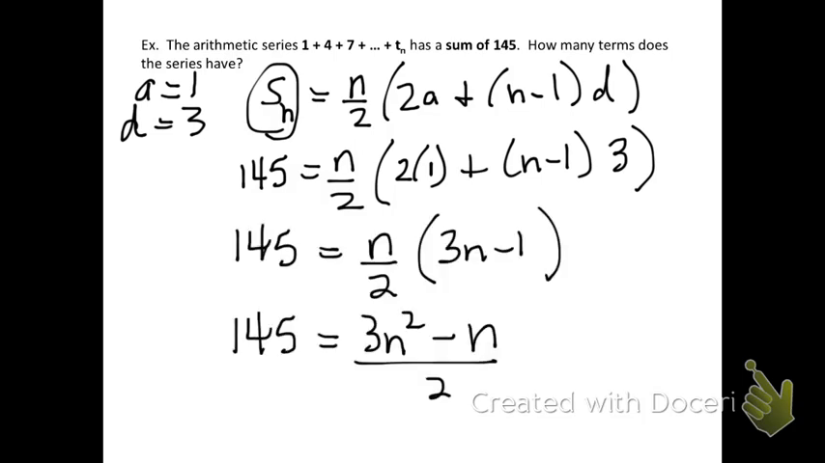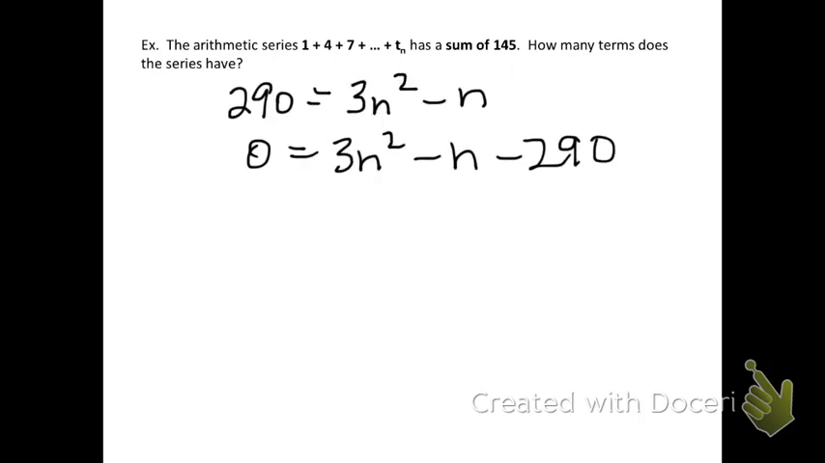Okay, so hopefully you've gotten to this point, and I'm assuming that you're starting to see what's going to happen. We're going to cross multiply here and end up with 290 equals 3n squared minus n, and hopefully you understand what the next step is, and you understand that you're going to need to solve this quadratic.